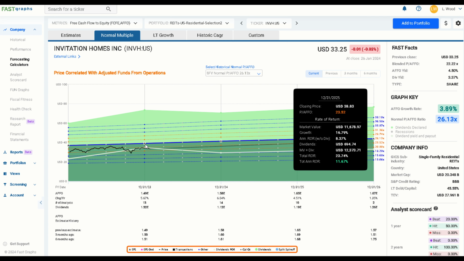As I said, the payout ratio here is looking very elevated. I'm curious to see what happens in the future. Invitation Homes might be one case where I do another video and just dig into this in a little bit more detail, see if I can figure out a little bit more about what's going on here.